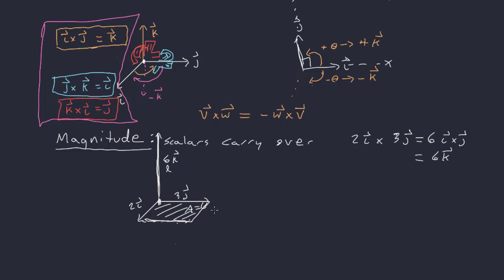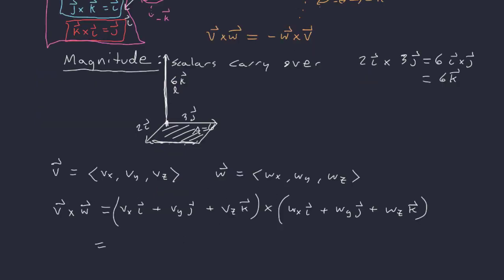I'll write down. Okay, so first let's distribute the Vx term across. And you do it just like you would in algebra, and this is finally the answer to that question. So we're going to have Vxi cross Wxi.